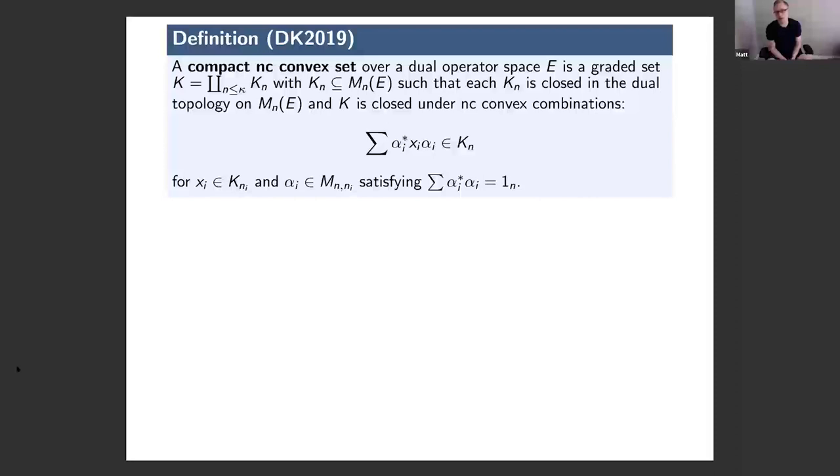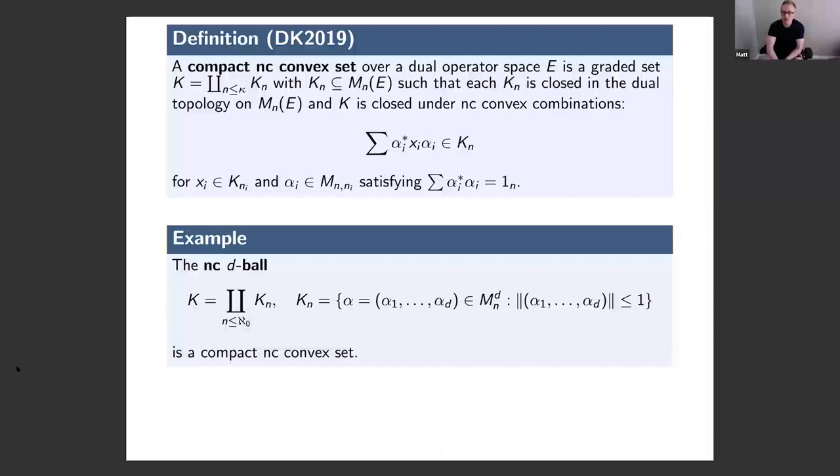So a non-commutative or NC convex set is the natural abstraction of this NC state space that I just defined. The general definition is that a compact NC convex set is a set over a dual operator space, and it's a graded set just like the NC state space. Each K_n is contained in the set of n by n matrices over our dual operator space E. There's a natural topology that we get from the fact that this is a dual operator space. We require that each K_n is closed in this dual topology. This is the counterpart of the point weak star topology that I just mentioned. And we require that K is closed under non-commutative convex combinations.